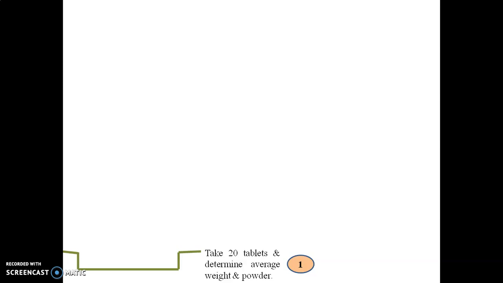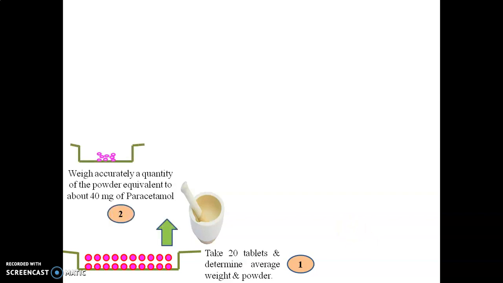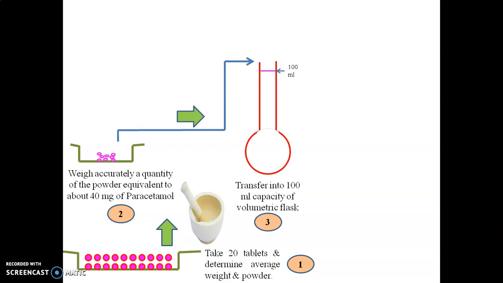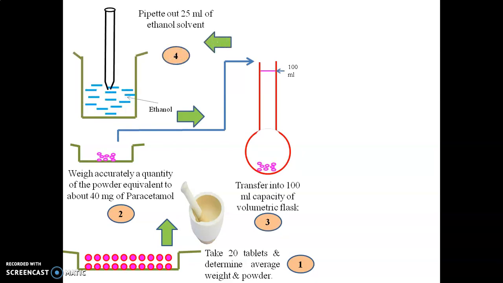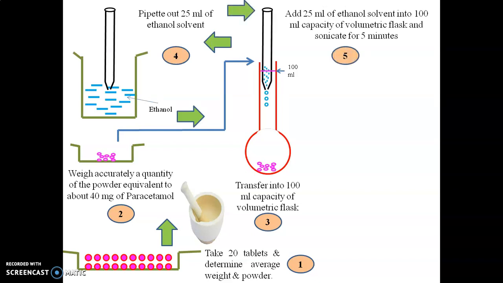Take 20 tablets, determine the average weight and powder it with the help of the mortar and pestle. Then weigh accurately a quantity of the powder equivalent to about 40 milligram of paracetamol, transfer into a 100 ml capacity volumetric flask. Then pipette out 25 ml of ethanol solvent and transfer into the 100 ml volumetric flask.